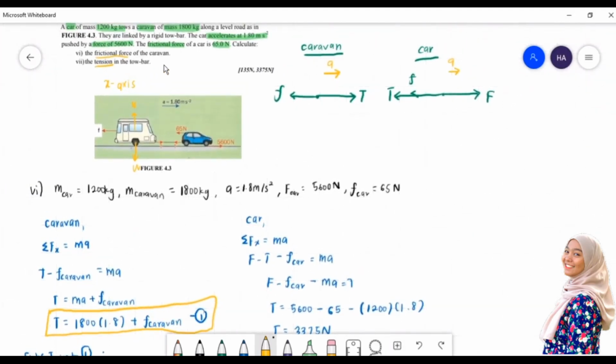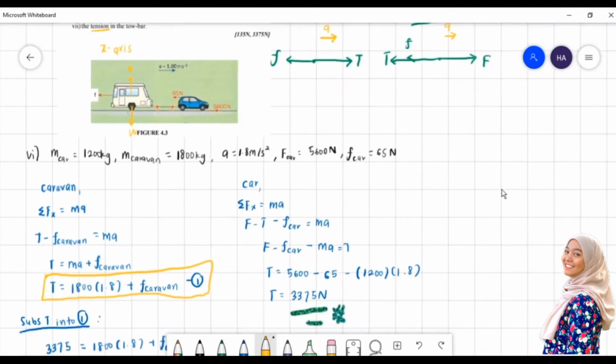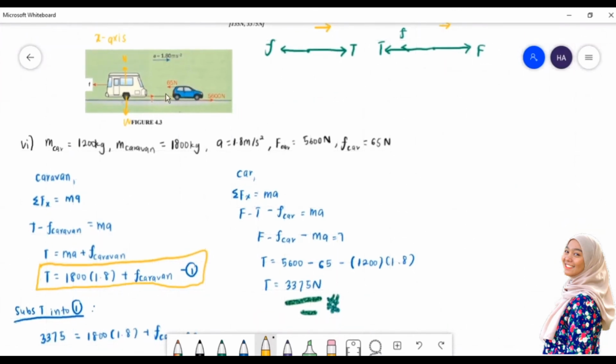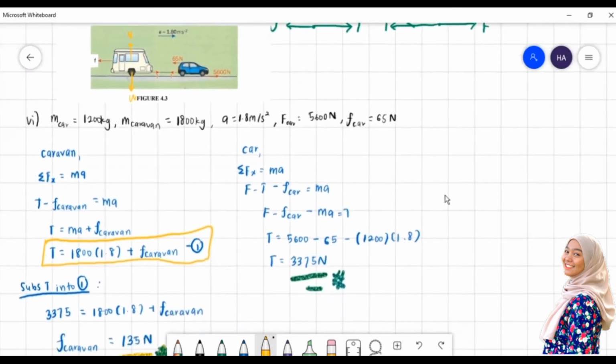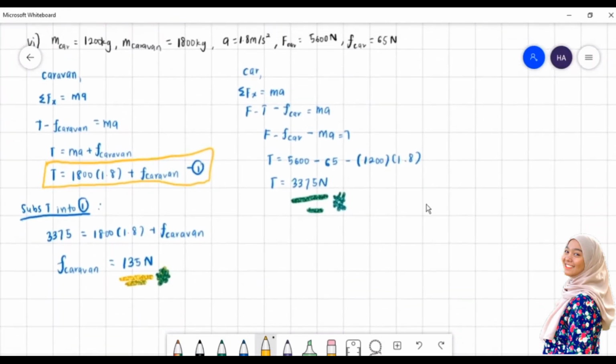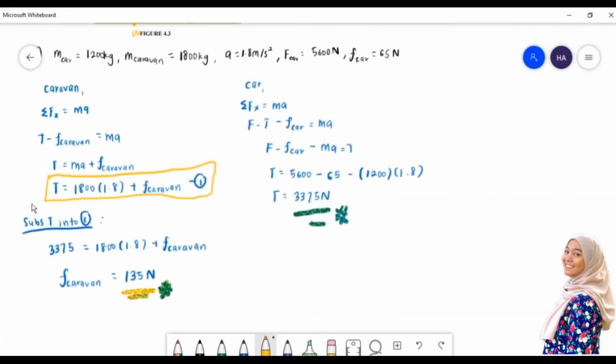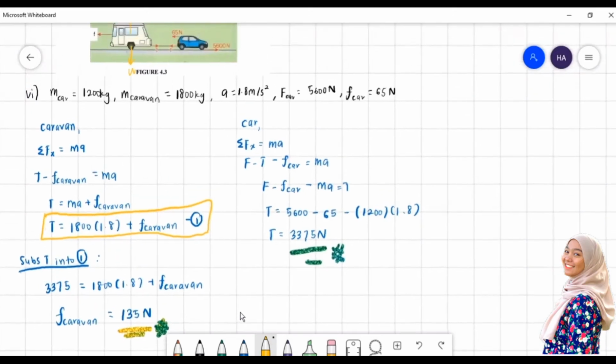So, soalan yang kedua kita dah dapat the tension in the tow bar. Okay, sebab tension for caravan and also car is equal. Okay. So, kita sub T ni into 1, the first equation yang kita dapat. So, 3,375 equals to 1,800 darab dengan 1.8 plus dengan friction of caravan. So, friction of caravan kita dapat 135 Newton.